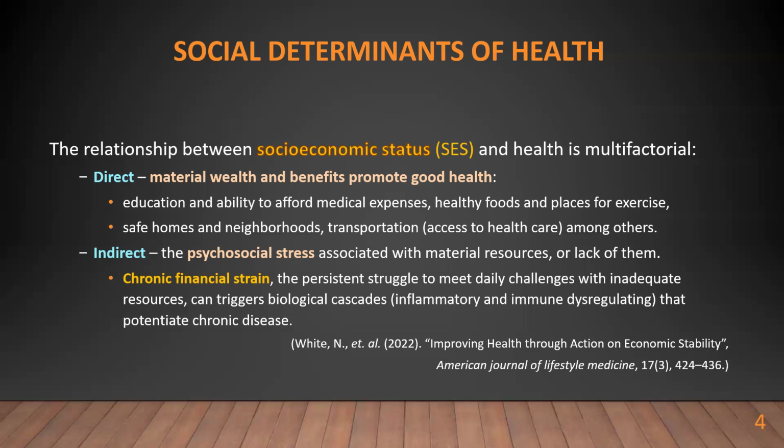And then there's the indirect relationship, the psychosocial stress associated with material resources or the lack of them. That could be chronic financial strain, the persistent struggle to meet daily challenges with inadequate resources, which then triggers biological cascades such as inflammatory or immune dysregulation, that become potential causes for chronic disease. So, direct and indirect relationship.